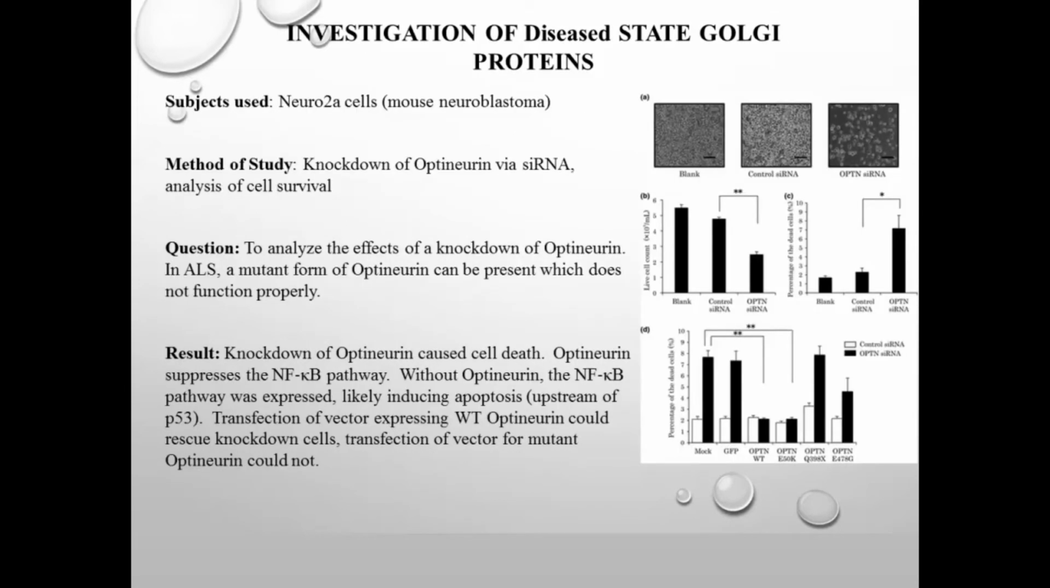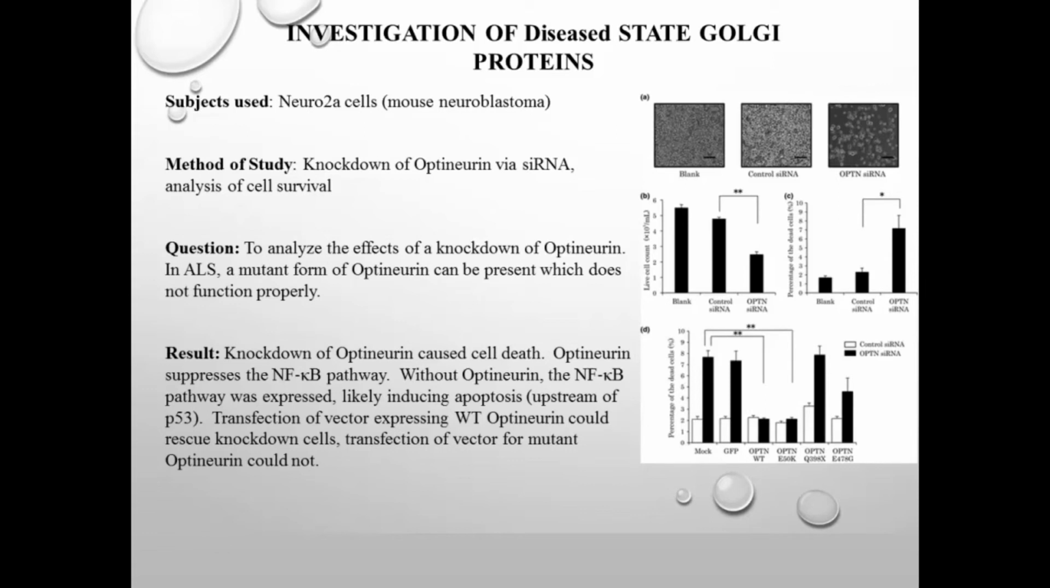This other paper that I looked at, and I'm sorry, I should say that in the last slide there were no images because I couldn't find one I really liked. For this one, there's a lot of images of stains. In this one, they weren't actually looking at an ALS model, but they were looking at what knockdown of optineurin would do in this mouse cell line, mouse neuroblastoma cells.